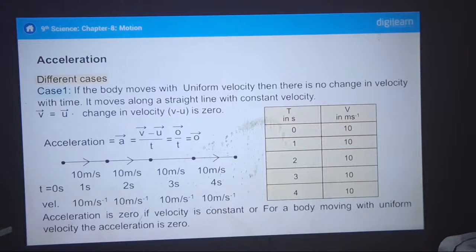Time in seconds, velocity in meters per second. At time 0, velocity is 10 meters per second. At time 1 second, velocity is 10 meters per second. At time 2 seconds, velocity is 10 meters per second. At time 3 seconds, velocity is 10 meters per second. At time 4 seconds, velocity is 10 meters per second.